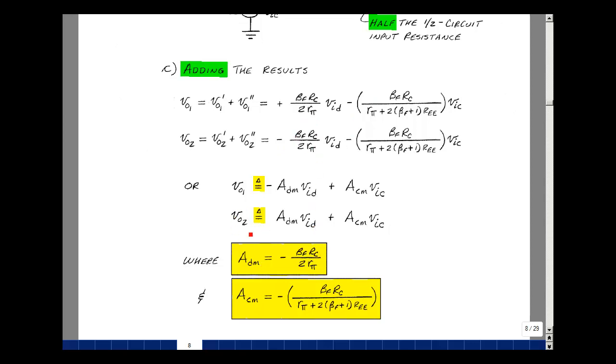ADM is going to be equal to minus beta F RC over 2 R pi. We defined it with V out 2. And this term over here is going to be A sub common mode, which is, again, a minus sign, with the beta F R sub C divided by R pi plus 2 times the quantity beta F plus 1 times REE. Let's put some numbers in to see what we're talking about in terms of gains for a typical amplifier.